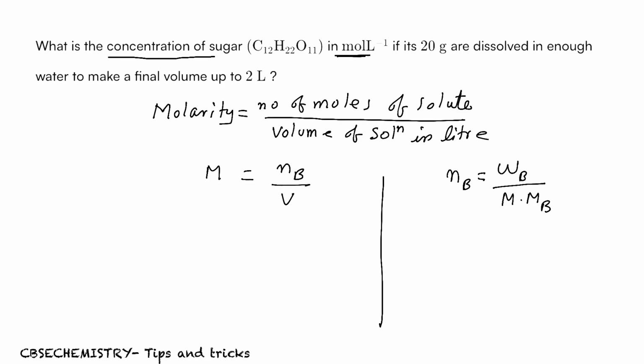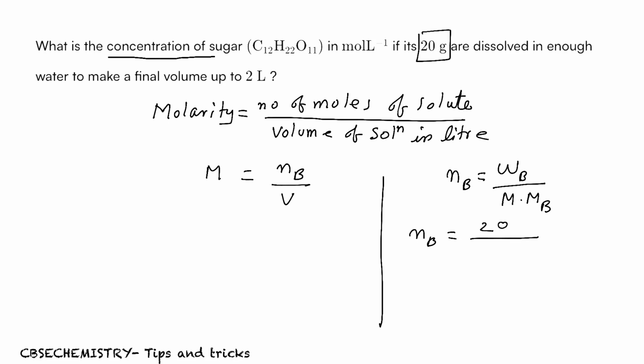How to find molarity? First you have to find number of moles. Once you find number of moles, substitute that value here. Volume is given, that is 2 liter. You will get molarity. So first we can find number of moles. Okay. n_B is equal to mass of the solute. What is that? 20. Right?